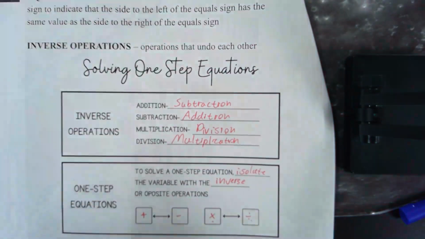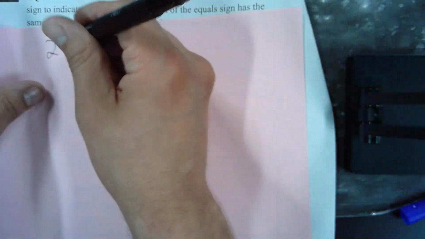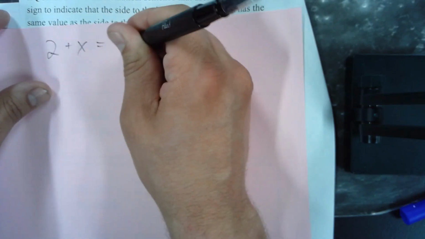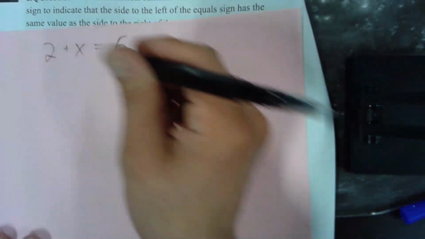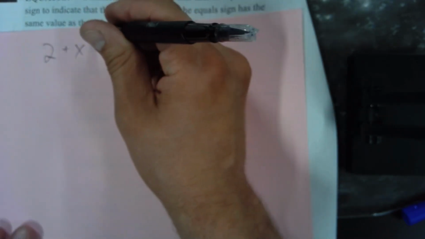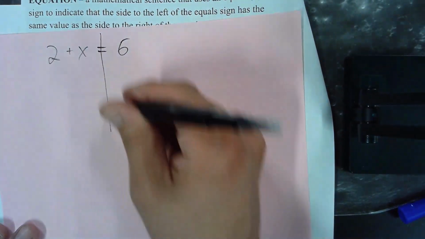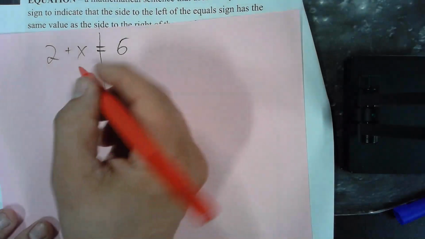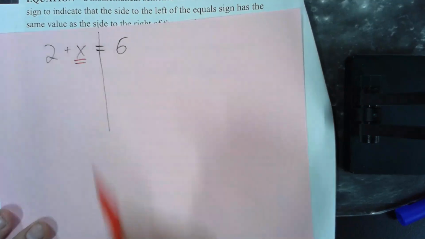So what did it say? It said 2 plus x equals 6. Something that some people find helpful is to draw a line down here with the equal sign, which helps them remember which side of the equal sign everything is on. The whole point of this equation is that we're trying to figure out, well, what is x?